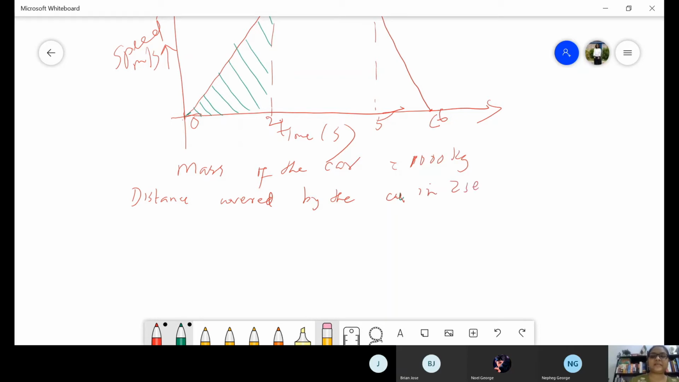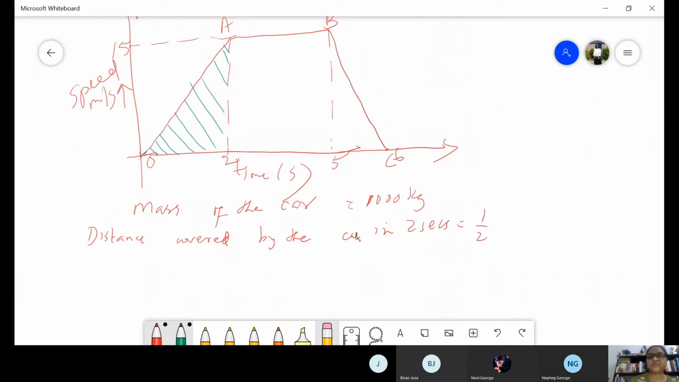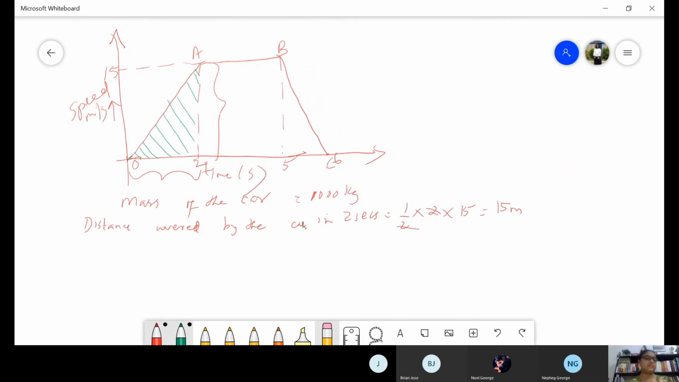2 seconds is equal to, you can see that it is a right triangle. So it will be half into base into height. What is the base here? 2 units, right? So 2 seconds. And what is the height? Height means this much. And that is 15. From the speed time graph, we can read the values. So half, 2 and 2 will get cancelled, and 15 meters. So distance traveled or covered by the car in 2 seconds is equal to 15 meters. That is the area under the graph.